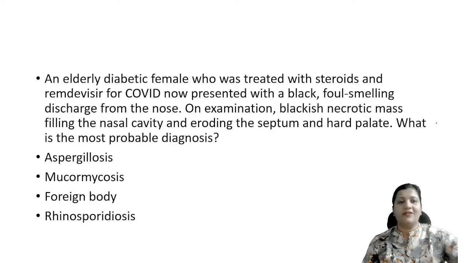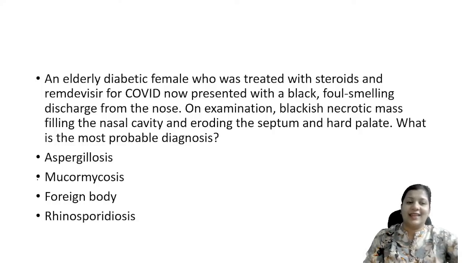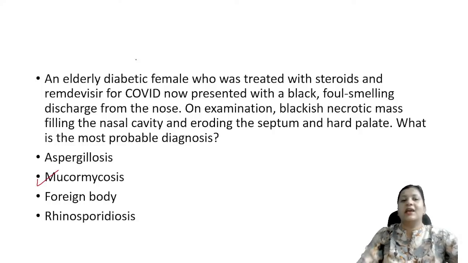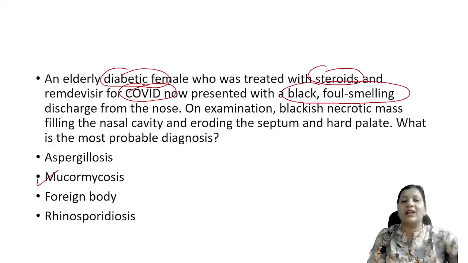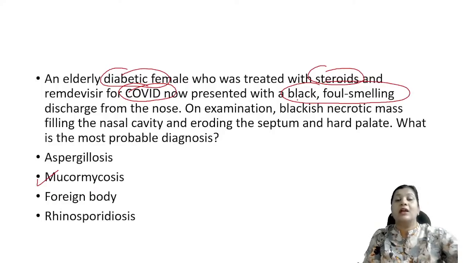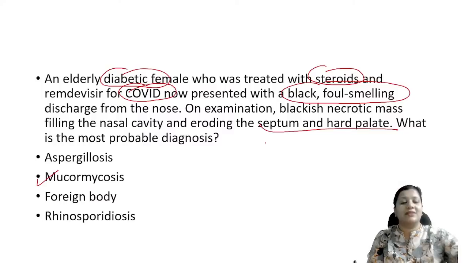So I'm sure all of you know the answer. Elderly, diabetic, post-COVID, post-steroid, post-remdesivir, now having blackish foul-smelling discharge from the nose. We are very sure and confident that the diagnosis is nothing but mucormycosis. So diabetes plus immunosuppression plus aggressive infection plus black foul-smelling crust and discharge from the nose, necrotic mass in the nose and the septum and hard palate, all of this is enough for us to diagnose mucormycosis.